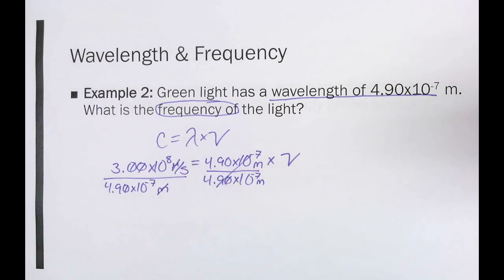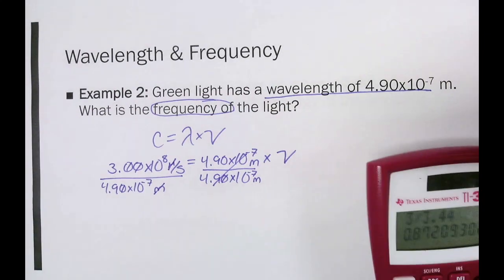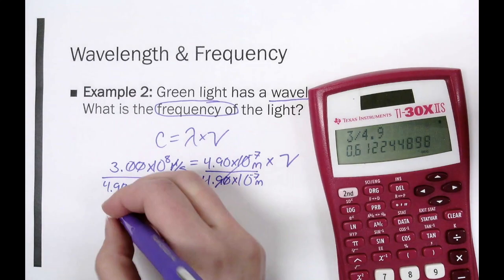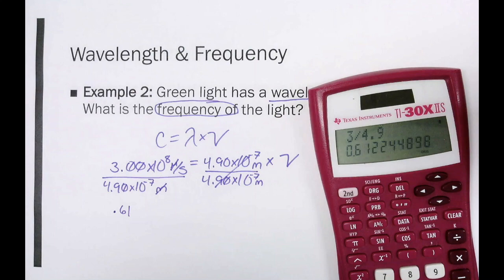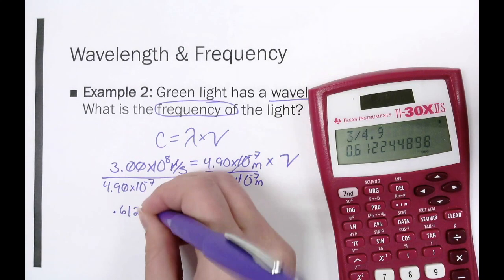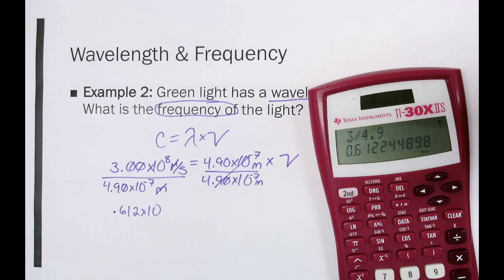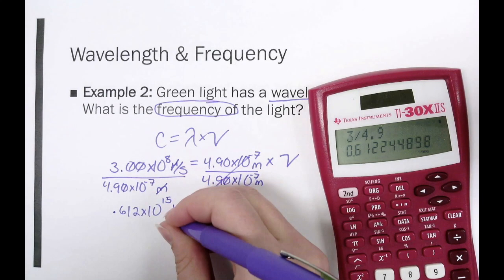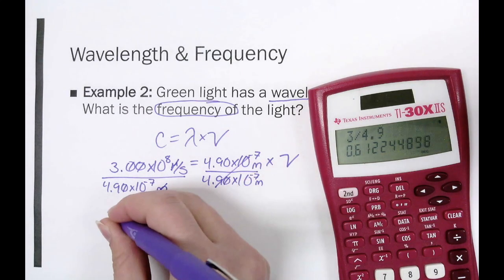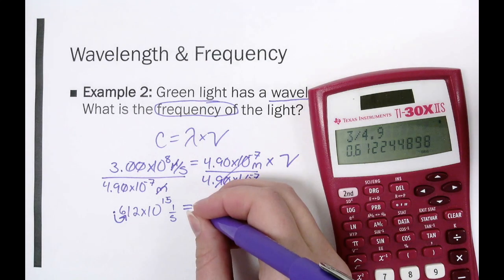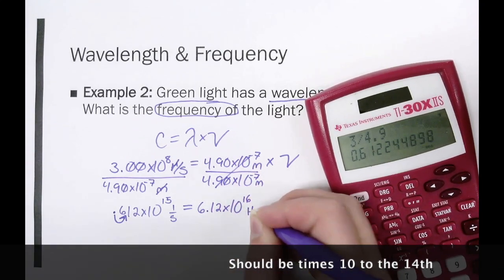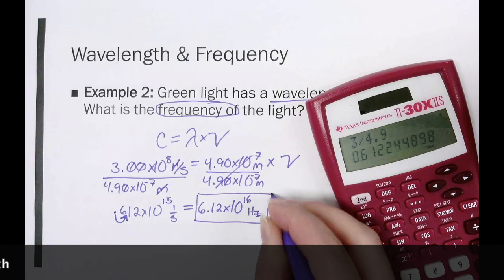In this case, meters are going to cancel. Again, just like before, when doing calculations in scientific notation, we're going to divide the first two numbers like normal, and we get 0.612, three significant figures, times 10. Well, 8 minus negative 7, that's the same as saying 8 plus 7. So that is going to be 10 to the 15th, 1 over seconds, which we need to put in correct scientific notation. Move it back one. So we're going to have a final answer of 6.12 times 10 to the 16th hertz, because remember, 1 over seconds is the same as hertz.